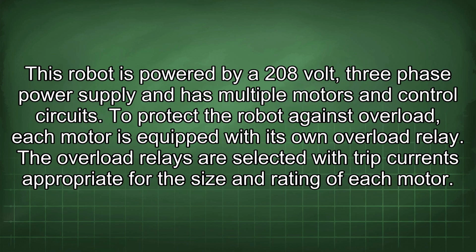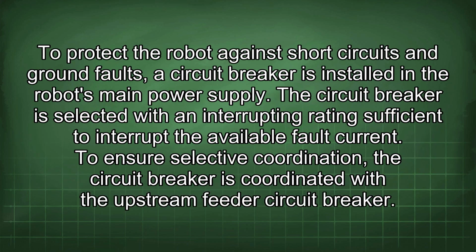Another example is an industrial robot used in an automated assembly line. This robot is powered by a 208-volt, 3-phase power supply and has multiple motors and control circuits. To protect the robot against overload, each motor is equipped with its own overload relay. The overload relays are selected with trip currents appropriate for the size and rating of each motor. To protect the robot against short circuits and ground faults, a circuit breaker is installed in the robot's main power supply. The circuit breaker is selected with an interrupting rating sufficient to interrupt the available fault current. To ensure selective coordination, the circuit breaker is coordinated with the upstream feeder circuit breaker.